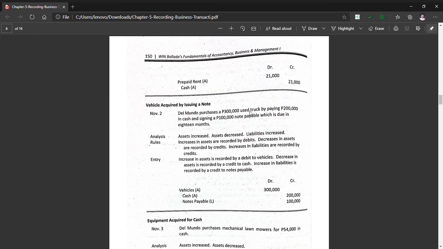Asset sa atin ang isang truck. We are paying 200,000 in cash. Okay, so ano yung cash? That is also an asset. So dahil nagbayad tayo, that is a decrease in asset.